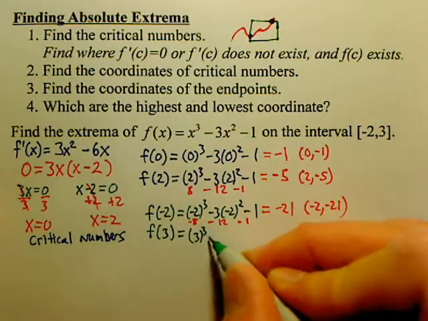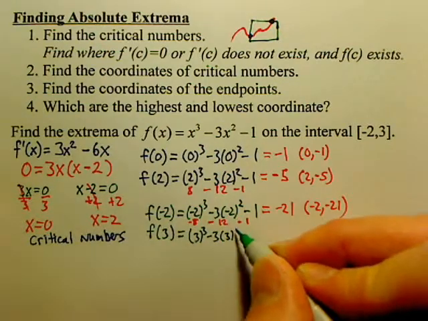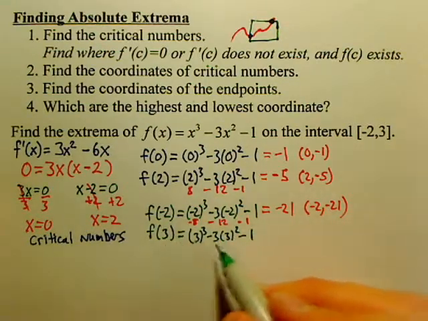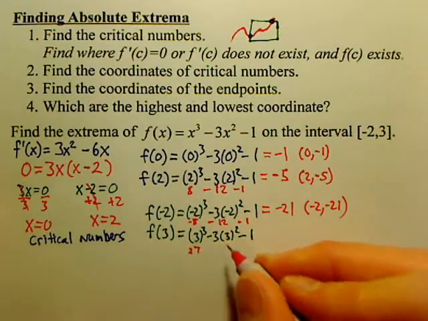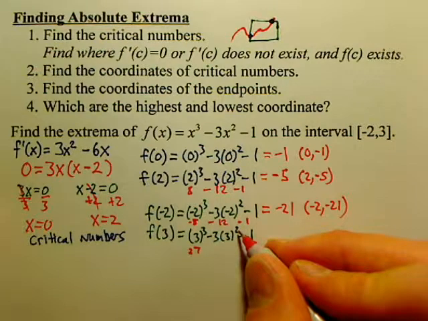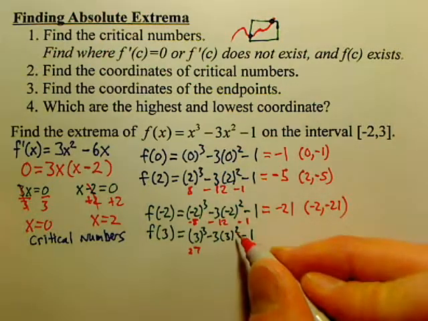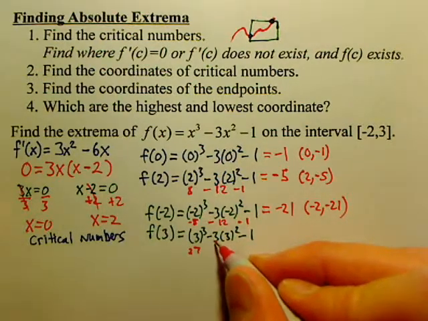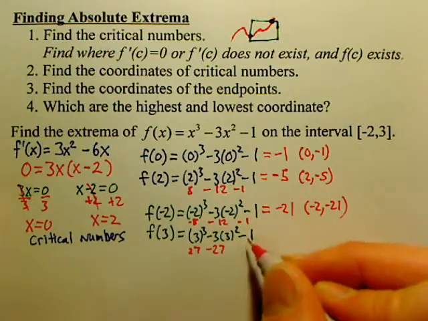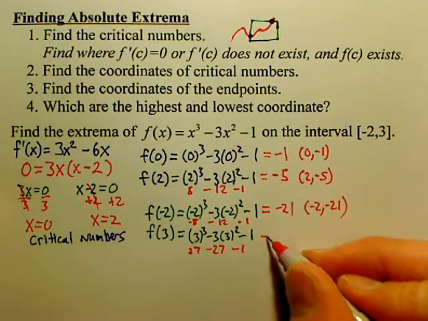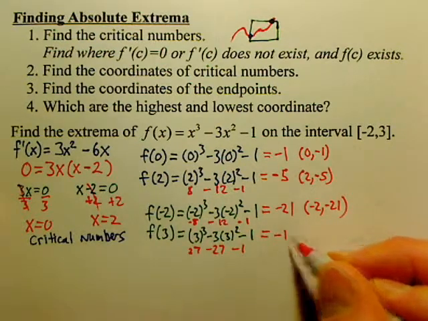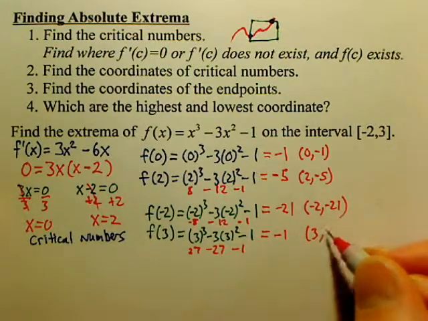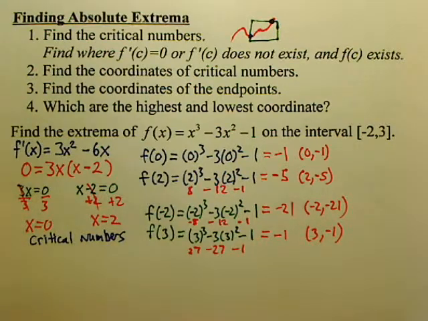So 3 cubed, kind of long, sorry. I'm getting sick of all this. Plug in 3. 3 cubed, what is that going to give you? 27. 3 squared is 9. 9 times -3 is -27, and then minus 1. That's 0, minus 1 is -1. So at 3 we got -1.